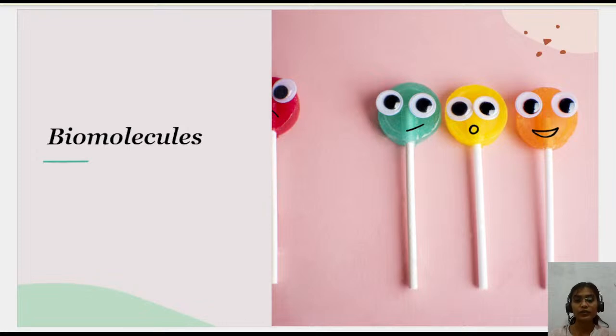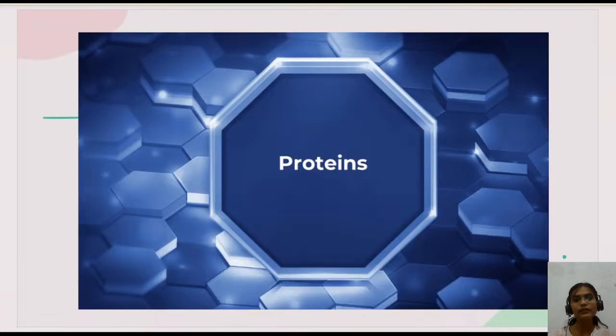Okay, so let's continue now. Welcome to the class. This is going to be the first session on the same chapter, that is biomolecules. In the previous class, we already covered the carbohydrate part. In today's class, we are going to start with the proteins. So protein is the topic of discussion for today's class. So let's start with the protein.